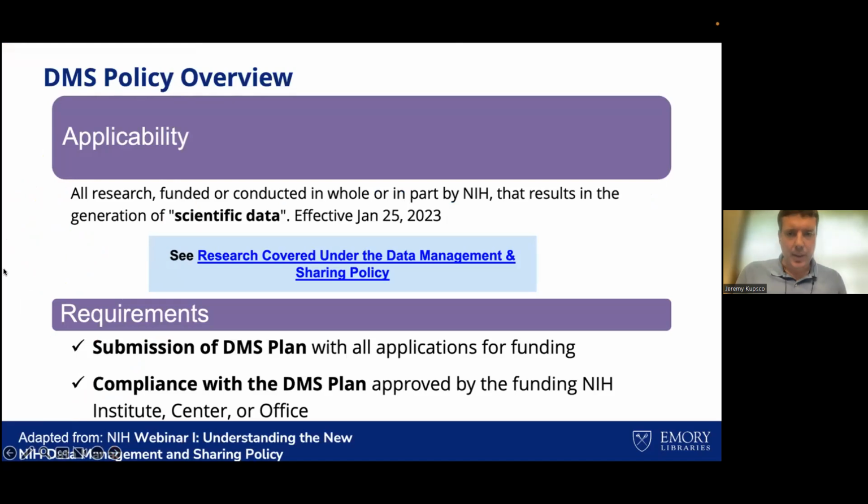So this went into effect back on January 25th, and it covers all research funded and conducted in part or in whole by the NIH that generates scientific data. I'll give their definition for scientific data on the next slide. The requirements of the data management and sharing policy are, one, you submit a data management and sharing plan with your application that prospectively plans both the data management and sharing of the data that you'll create with your award. And the second part is that you comply with your data management and sharing plan that's approved by the NIH Institute or Center or Office.